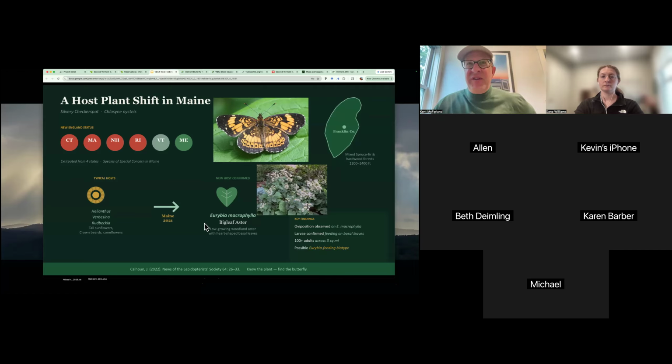And where do you find bigleaf aster? Well, if you do that thing I showed you and go look up bigleaf aster and look at the map, it looks like bigleaf aster is everywhere. And so why aren't we finding silvery checkerspots? I don't know.